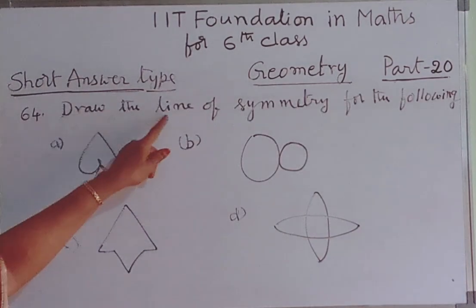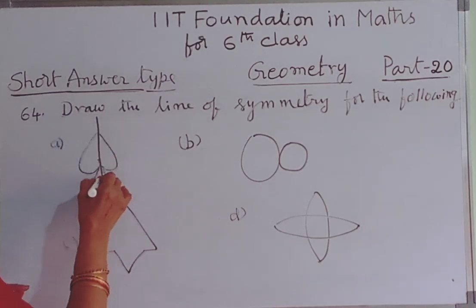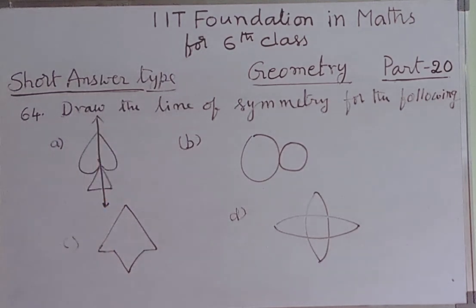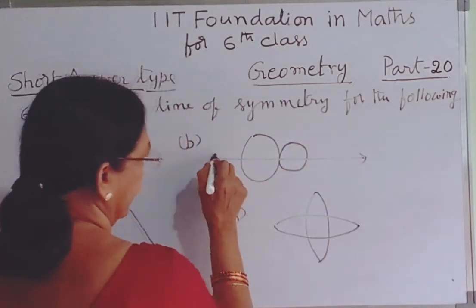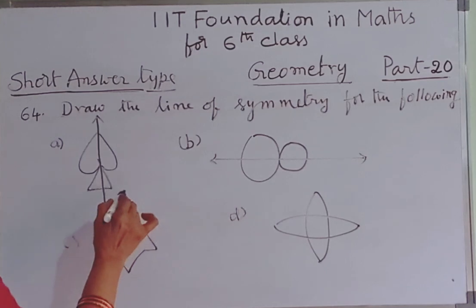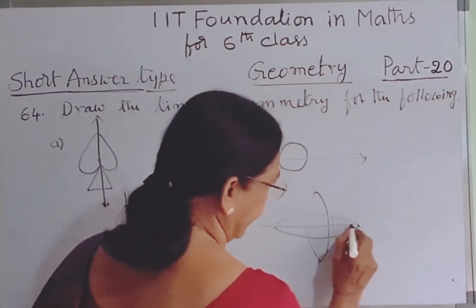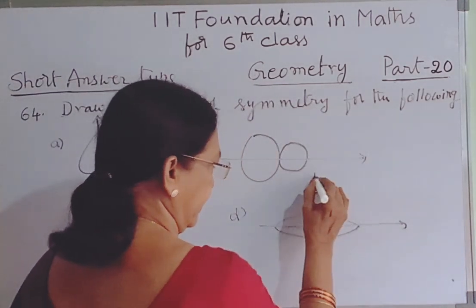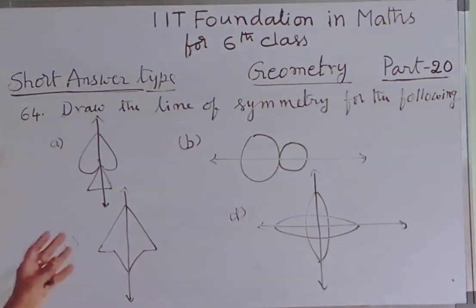Next, 64. Draw the line of symmetry for the following figures. So for this figure, this is the line of symmetry, and for this figure, this is the line of symmetry, and for this one, this is the line of symmetry, and for this figure there are two lines of symmetry. This is one line of symmetry and this is another line of symmetry. So these are the lines of symmetry for these figures.